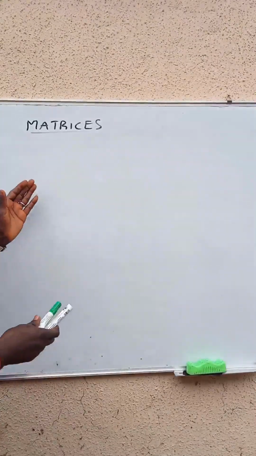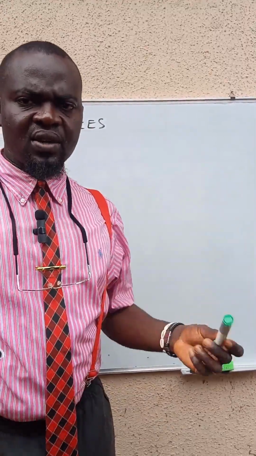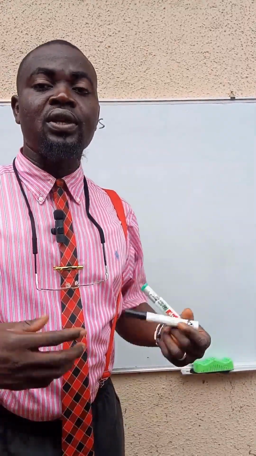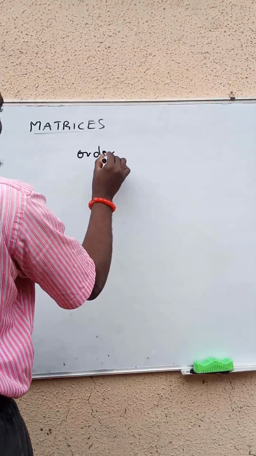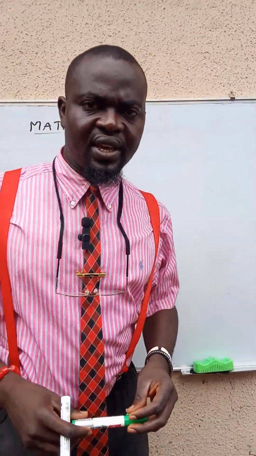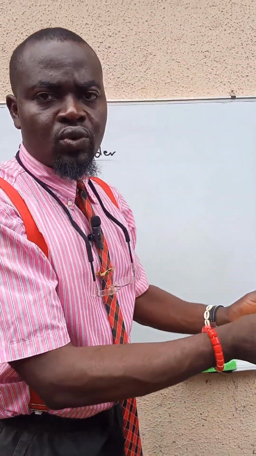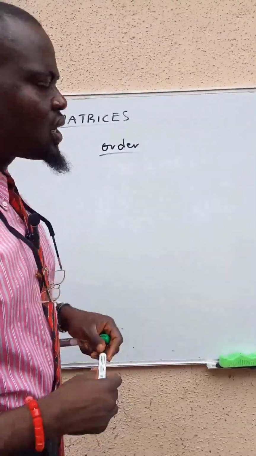So we have to start from the order of a matrix. Then from there, we know how to name a matrix. So what we have now is order. When you are talking of the order of a matrix, what we're interested in is the number of rows and columns.